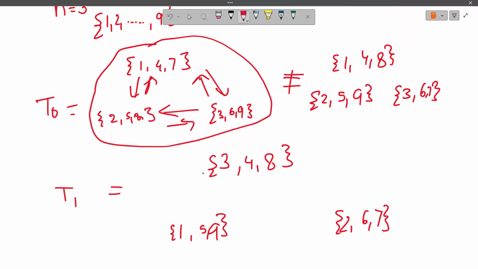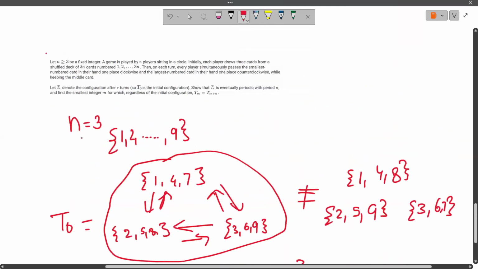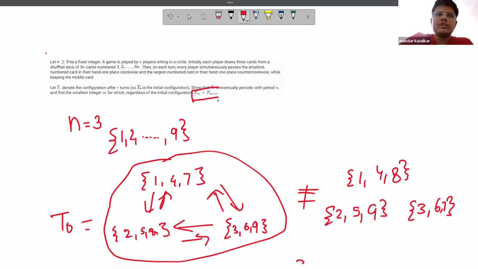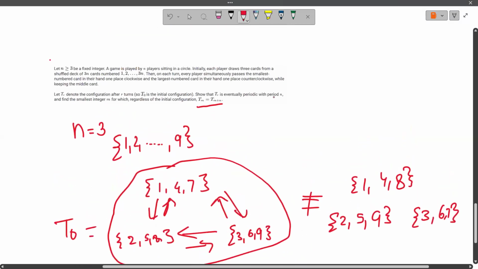Won't there be a cycle? What do you mean? That is what we are to show. Yeah, you have to prove that it's cyclic, periodic. Proving that there's a cycle is very easy, right? Because there are only a finite number of... No, but you're given the period to be n.